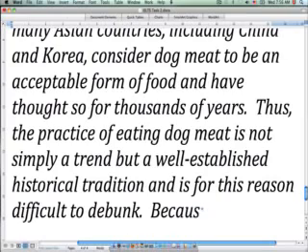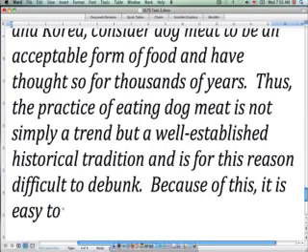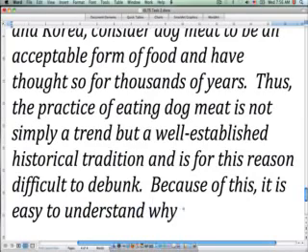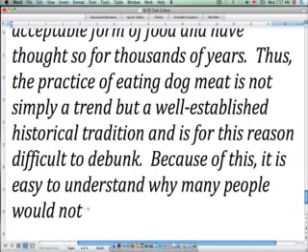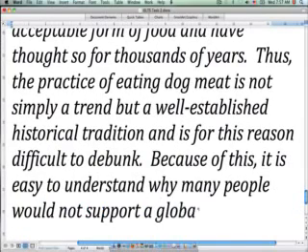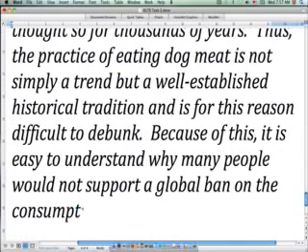So because of this, it is easy to see, I'll say easy to understand, why many people would not support a global ban on the consumption of dog meat.